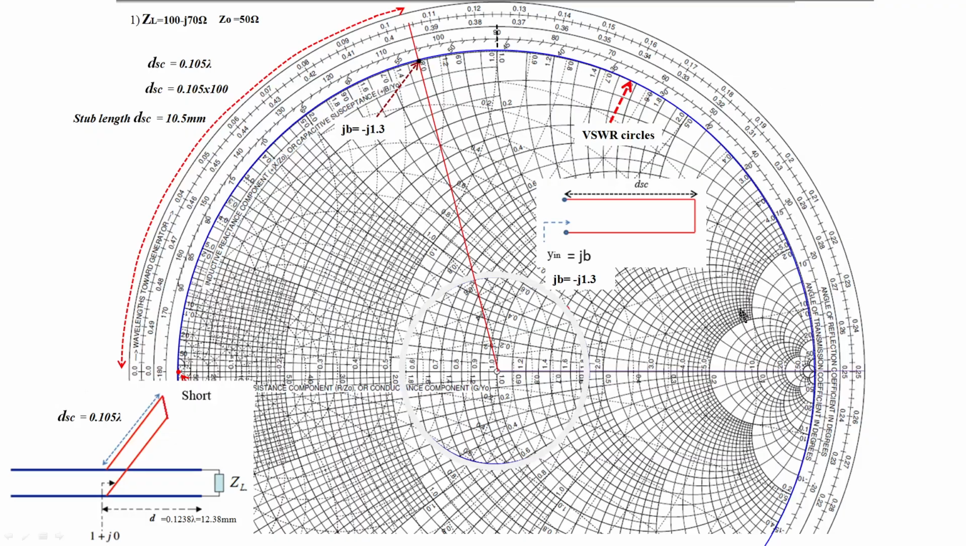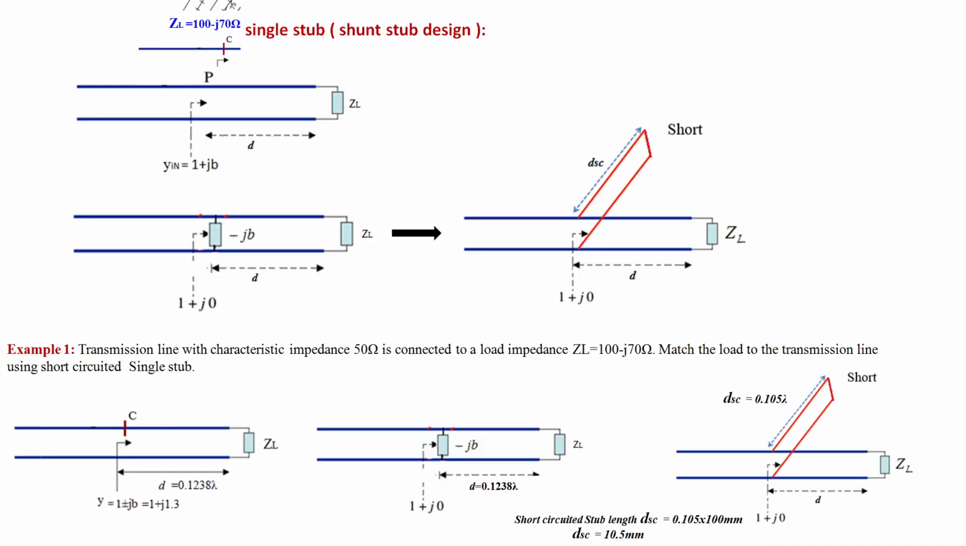Hello. Okay, in the previous class we were discussing how to design a single stub design. Using a single stub or a single element, you can obtain the impedance matching. So this is what we were discussing. We know how to implement a particular value of reactance and susceptance using transmission lines.